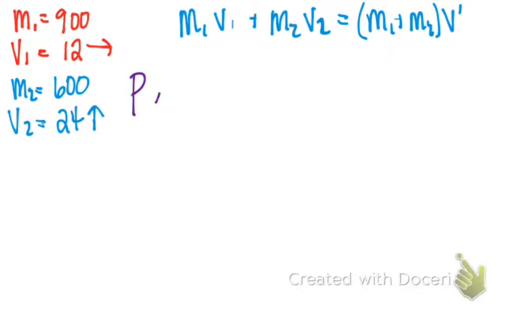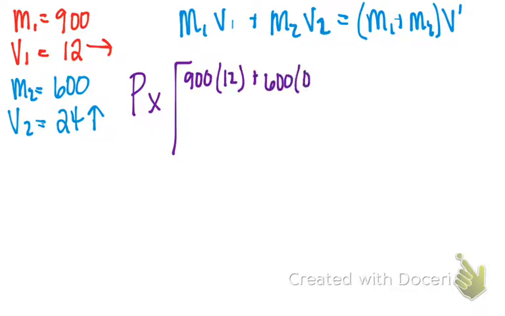So let's go ahead and start with momentum in the x direction. My first object has a mass of 900 and a velocity of 12. My second object has a mass of 600 and a velocity of 0. This velocity is 0 because its initial velocity is only in the y direction. We're only looking at that now in the x. So now we're going to take the sum of those masses and we're going to solve for v sub x prime. We only have one object, so it's not v sub 1x or v sub 2x. It's just velocity in the x direction post-collision.